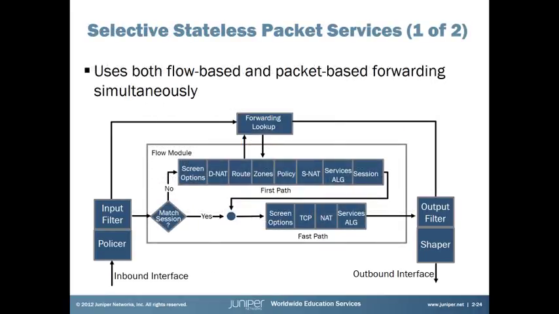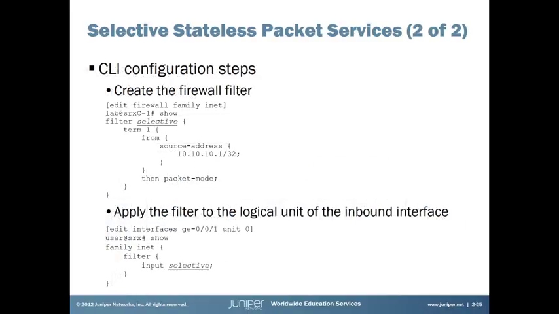Okay, now it is possible, particularly on our branch office type devices, to identify some traffic and say, I want this particular traffic to be flow-based, and I want other traffic to be packet-based. It's possible to have both happen simultaneously on the same device. The way we do that is you create a firewall filter to identify what traffic you want as packet mode. And this is an example of that.